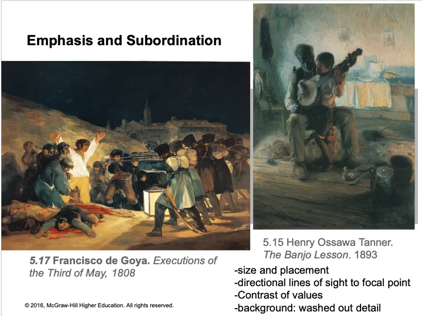Just pick one of them. Pick any element and see if you can figure out how the artist, de Goya, is pushing our eyes to that man with the white shirt on. I'll use the element of light and value for this one since I haven't talked about that one yet.